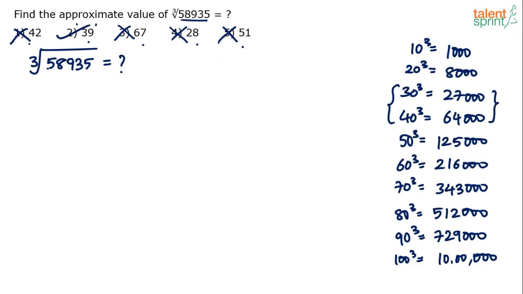But there, the condition that we had talked about was that the technique is applicable if and only if the given number is a perfect cube. Now here the given number 58,935 is not a perfect cube. How do we know it's not a perfect cube? Generally perfect cubes will not end with 35, right? A perfect cube will not end with 30.